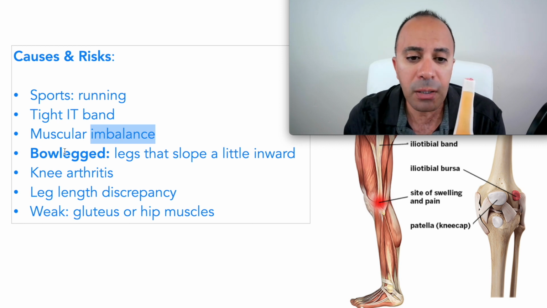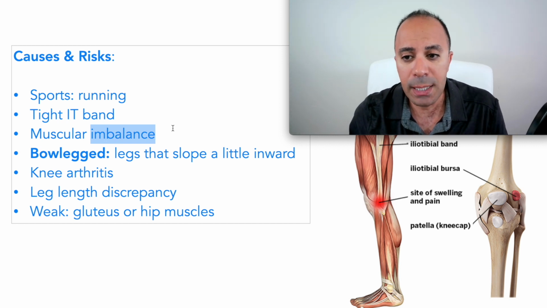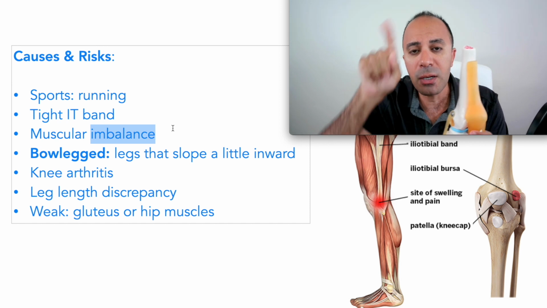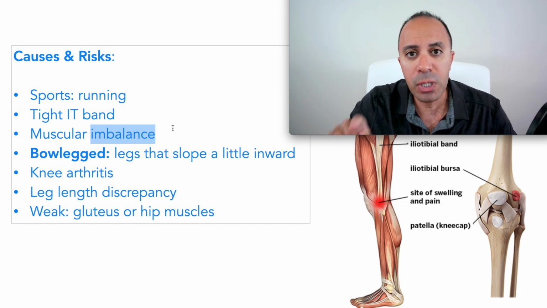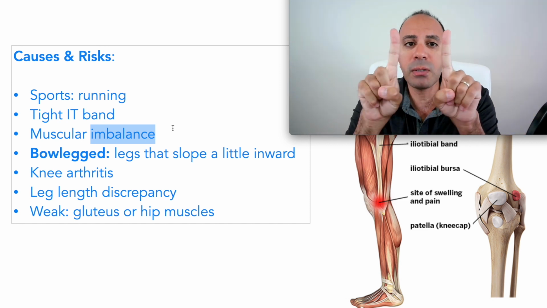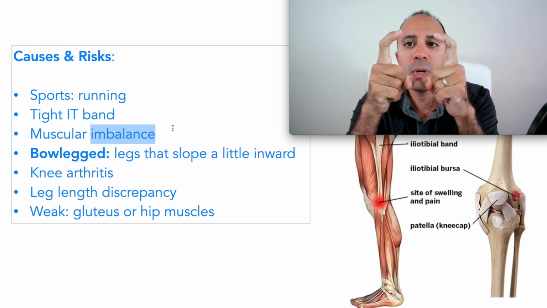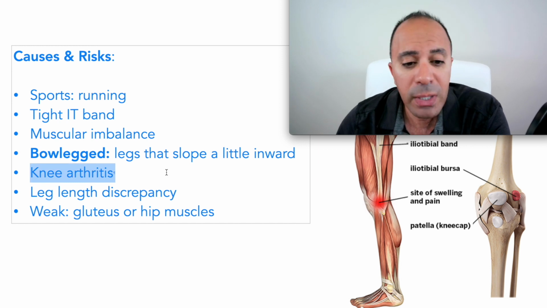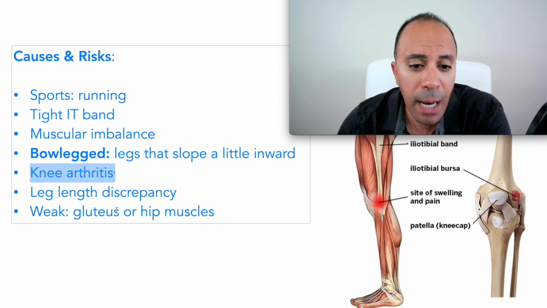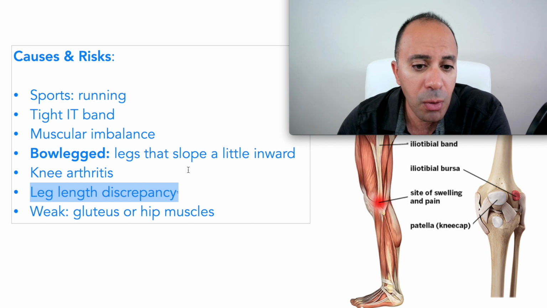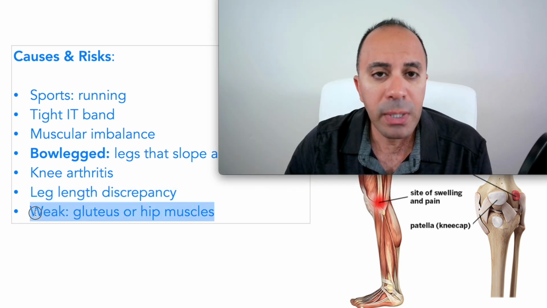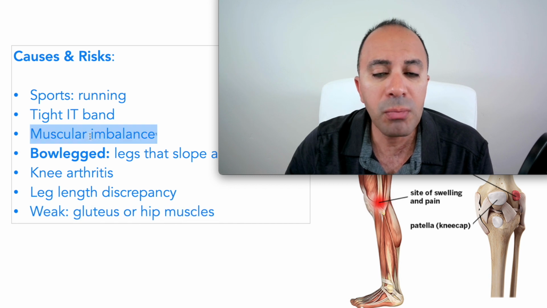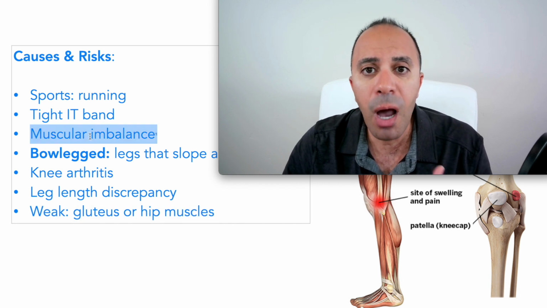Another risk factor is if you have bowed legs. So if your legs are curved in by your knee, you see those patients where instead of their legs being straight like this, they are bowed like this. So that's a risk factor. If you have knee arthritis or leg length discrepancy, that's another risk factor or could be a cause. The other reason is weak glutes and hip muscles, which are actually related to muscular imbalance, that the IT band compensates for.